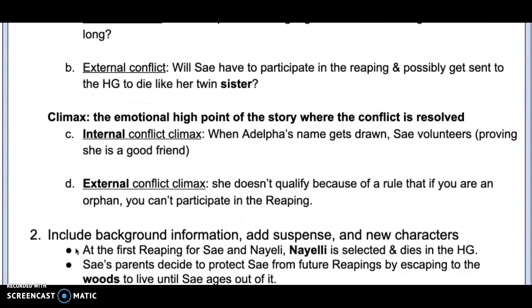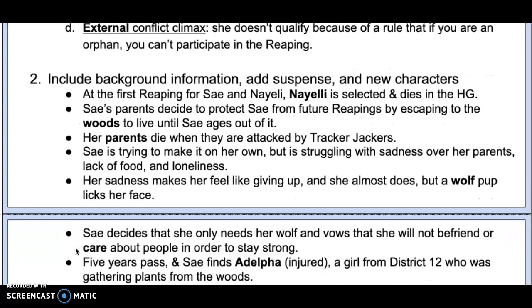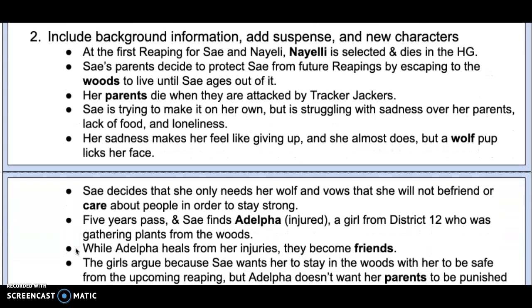So after examining that, when Miss Granger and I created our prequel, we included background information, added suspense, and new characters. There were 9 rising action events. I will be reading them while you fill in the responses.